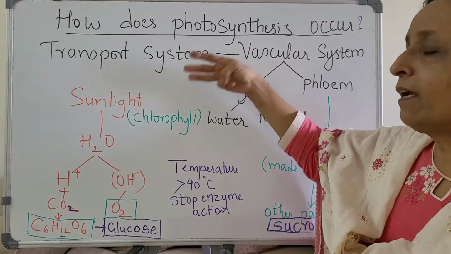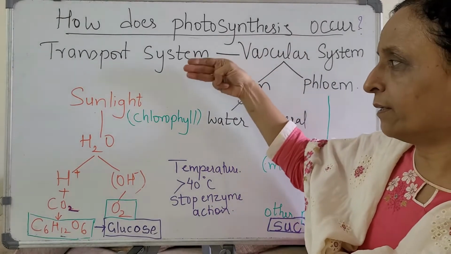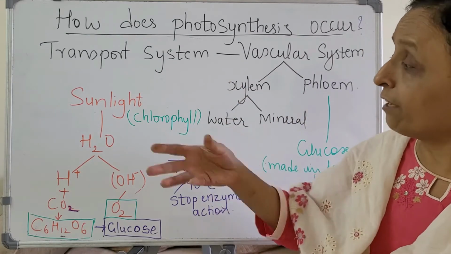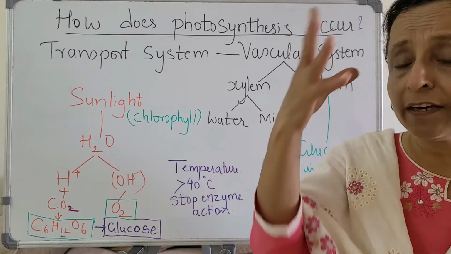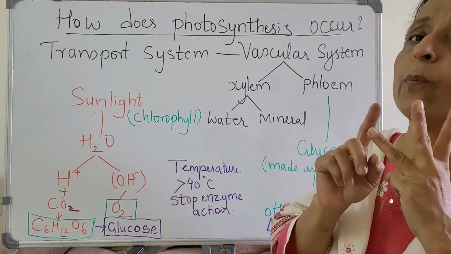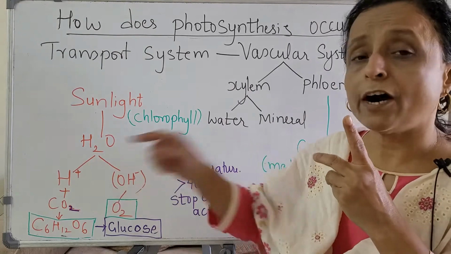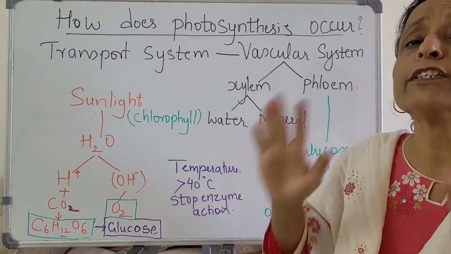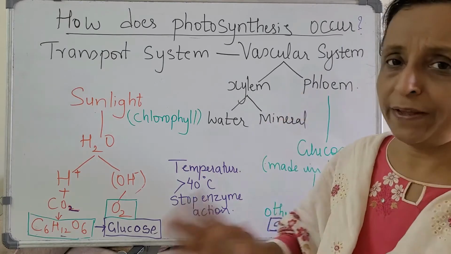But main three factors you can give. You can say there are three factors on which the photosynthesis is dependent: sunlight, carbon dioxide, and temperature for normal photosynthesis to take place.